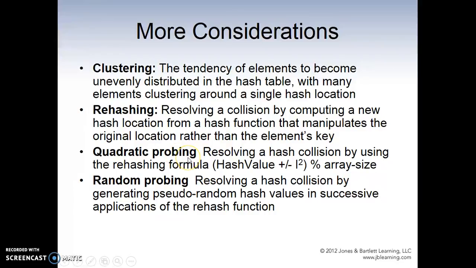Quadratic probing: resolving a hash collision by using the rehashing formula with a square, mod array size, hash value plus or minus i squared. Random probing: resolving a hash collision by generating a pseudo-random hash value in successive applications of the rehash function. So these are the other techniques besides linear probing. We can do quadratic probing using the quadratic formula, or just random probing using random values for the hashing location.